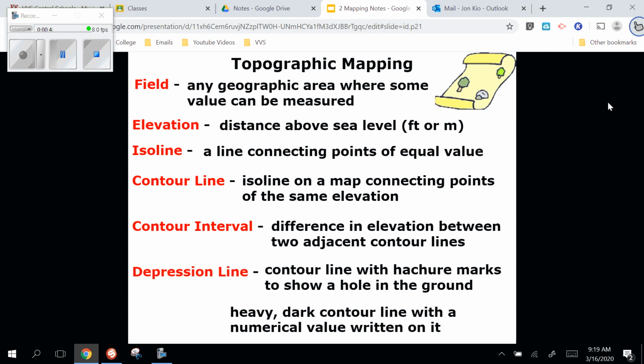If we see a contour line that has little tick marks around the inside of it, that's showing a hole in the ground. Those are called depression lines. Generally speaking, if we want to label the lines, they usually make what's called an index line. They make it a little heavier, darker, and that's the one they usually put the numbers on. They don't normally number every single contour line because it would get too crowded on the map. So we only usually label every 4 or 5 or so.